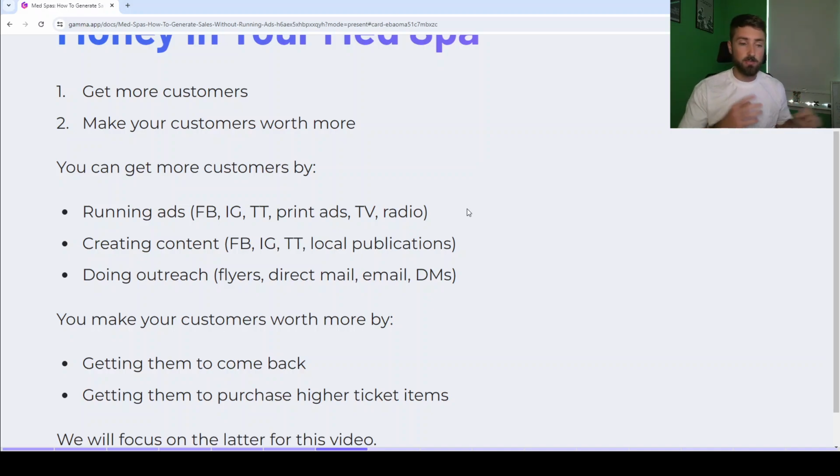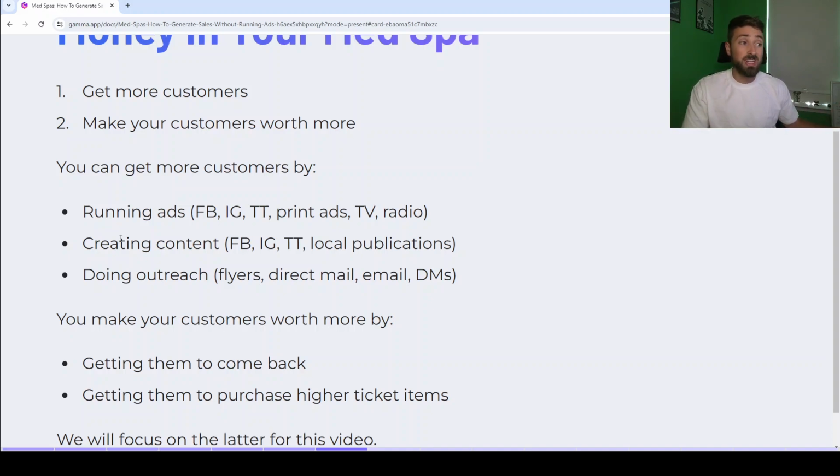And paid ads can take the form, every single one of these three forms has an offline and an online version. So for example, running paid ads, you could run Facebook ads, Instagram ads, TikTok ads, but the offline versions would be print ads, right? So you could get something published in a magazine or something like that. You could do print ads, TV, radio ads, right? There's all sorts of different versions here.